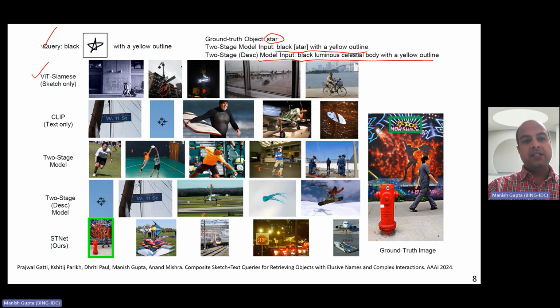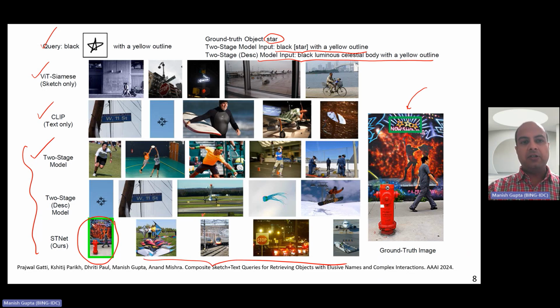VIT Siamese is the best sketch-based method, clip is the best text-only method, and 2-stage methods and STNET are our sketch+text-based methods. What do we observe here? This is a ground truth image, okay? So this is really a black star with yellow outline. So what do we observe? We observe that our method can really nicely retrieve that as the top 1 result. Of course, the others that come up, some of them may be relevant, some of them are not, but the top 1 result is really good.